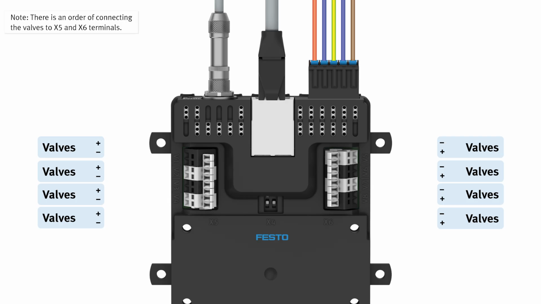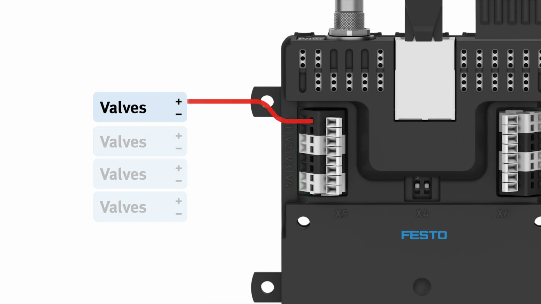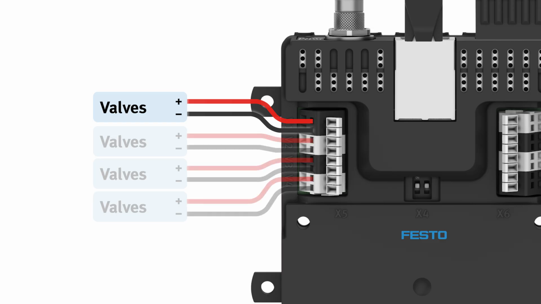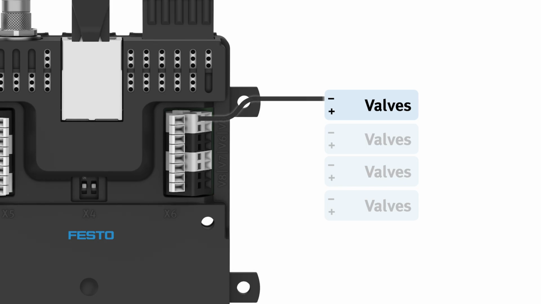Note: there is an order of connecting the valves to X5 and X6 terminals. In the X5 terminal at valve location 1, plus cable must be inserted first, then the minus cable. In the X6 terminal at valve location 5, minus cable is inserted first, then plus cable is inserted.